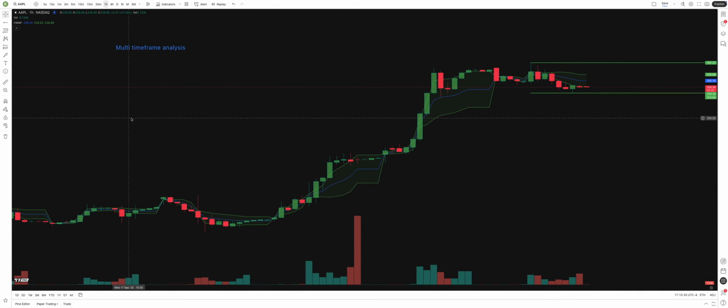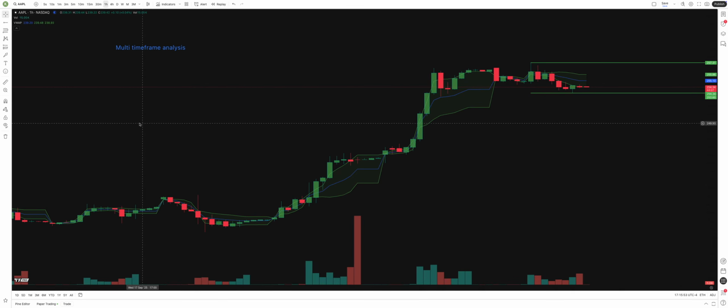Now VWAP stands for volume weighted average price, and it is an indicator that basically shows price relative to volume since the beginning of the day. So it represents average price factoring in volume from the beginning of the day. Okay, so what does that actually mean, Kaden?